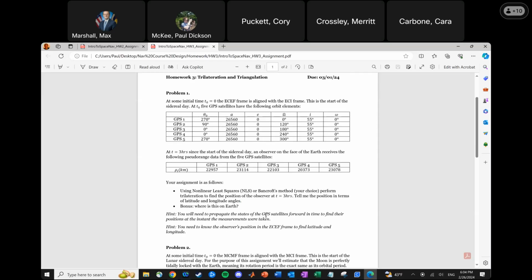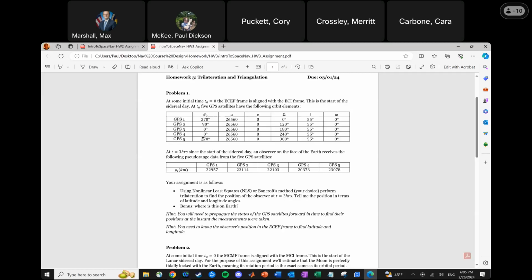Hint, just to make sure we don't mess this up, you will need to propagate the states of the GPS satellites forward in time, right? All of this information I've given you are their orbit elements describing their position at time 0. I'm asking for 3 hours later. So each of these needs to be propagated forward 3 hours. And also, when you find the observer position, you're going to find it in the same frame that the spacecraft are defined in, which is the Earth-centered inertial frame. So at some point, you're going to need to think about converting from Earth-centered inertial back to ECEF. So I kind of had to tack on the orbit propagation and ECI to ECEF problems.